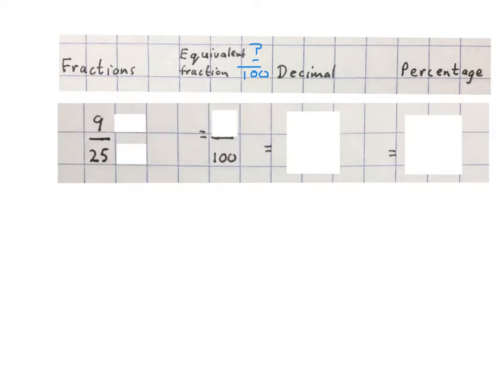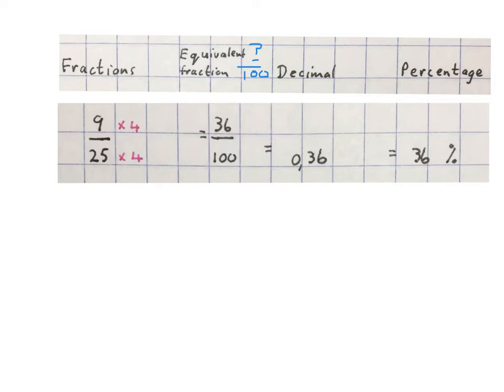Next we have 9 over 25. We first take it to hundredths. To get 25 to 100, you times by 4. You times by 4 at the top also. And 9 times 4 is 36 over 100. As a decimal, it will be 0.36. And 0.36 can be written as 36%. Remember, 36 over 100 is 36%.